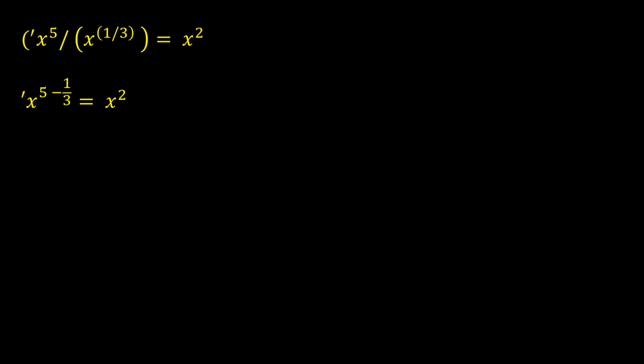Next, apply the quotient rule of exponents. This means we subtract the exponents when dividing with the same base. So we have x to the power of 5 minus 1/3 equals x squared.